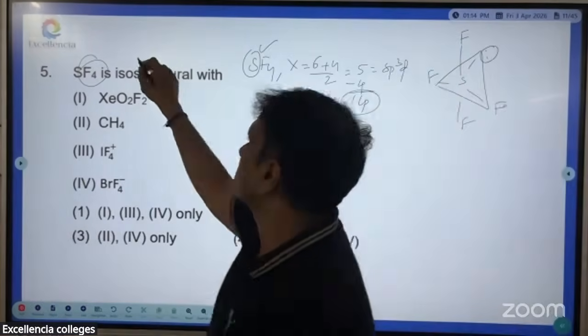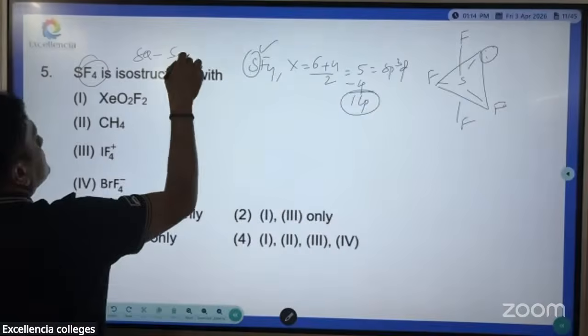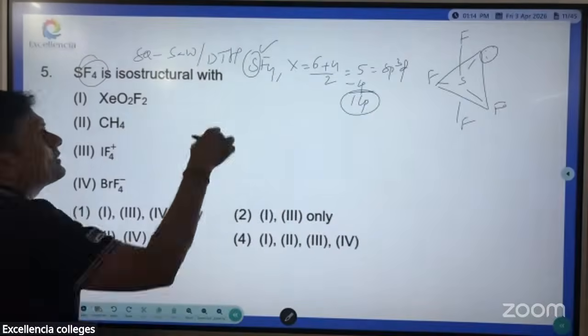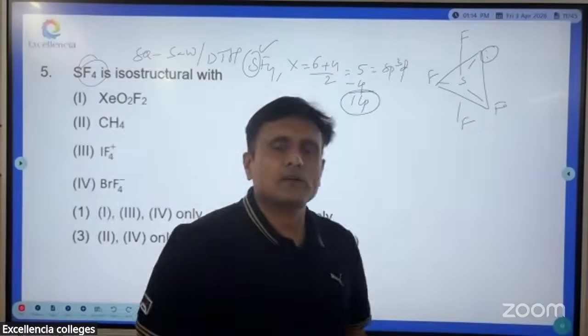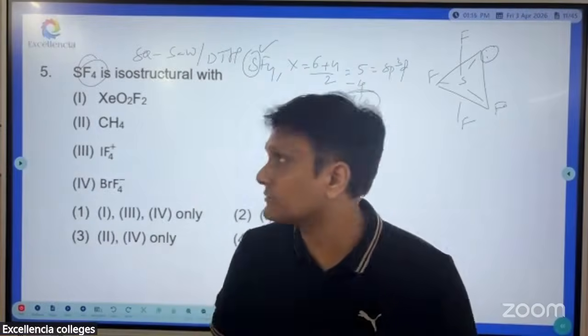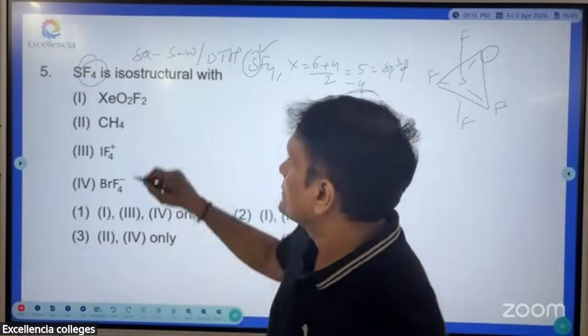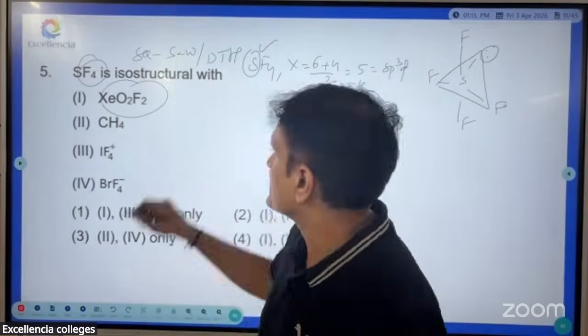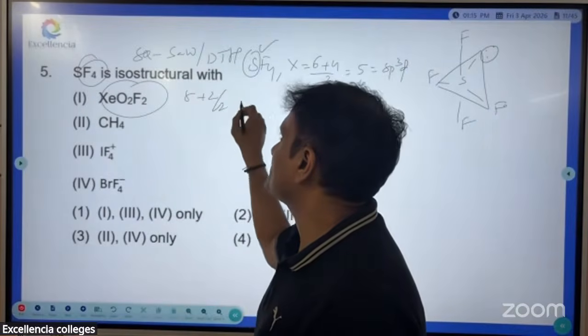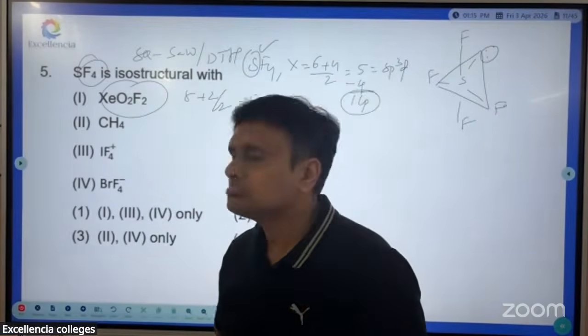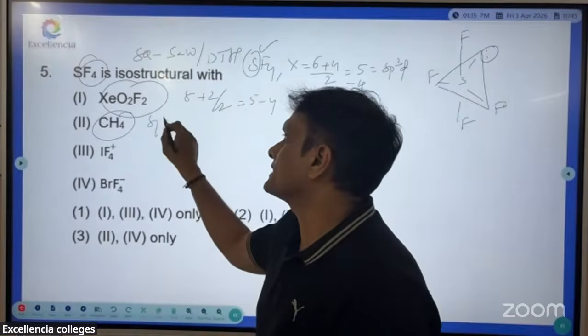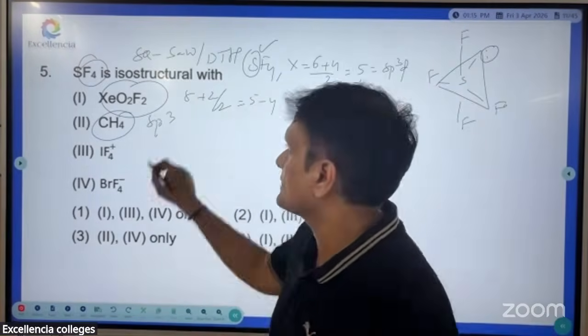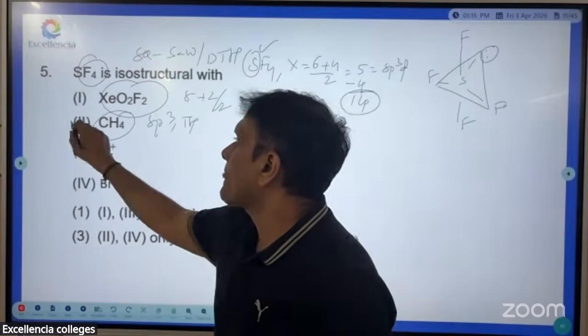All right. So what is its structure? Seesaw or distorted tetrahedral, isn't it? Seesaw or distorted tetrahedral. Now you have to figure out which one has that seesaw arrangement. You know, HCO2F2. Let's check it out. 8 plus 2 by 2. Same thing. 5 minus 4 atoms. You know, this we have studied. No need to cross verify. sp3 tetrahedral. So it is not matching with it.